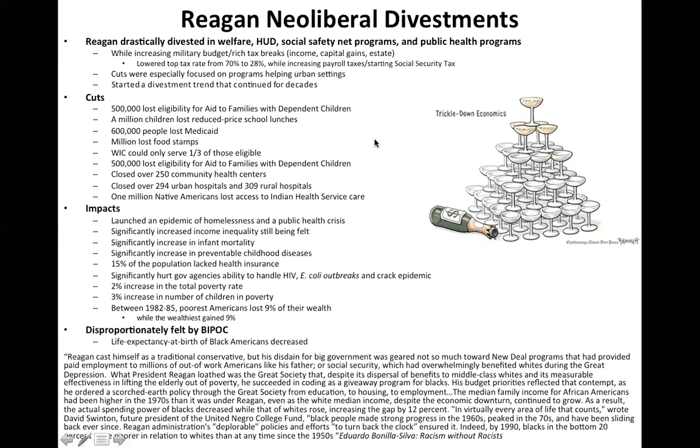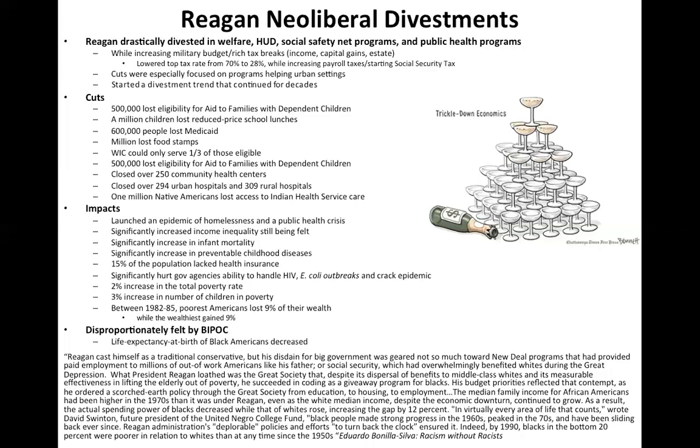So Reagan drastically divested and cut welfare, HUD programs, social safety nets, and public health programs, while increasing the military budget and rich tax breaks. He lowered the top tax rate from 70% to 28%, while increasing payroll taxes. So instead of the rich paying a lot of money, he lowered their tax rate and then increased payroll taxes, so workers now had to pay what the rich used to pay. He did this massive transfer of wealth to the upper class through a fake war on crime and drugs, through mass incarceration, through military contracts, through tax cuts to the rich.